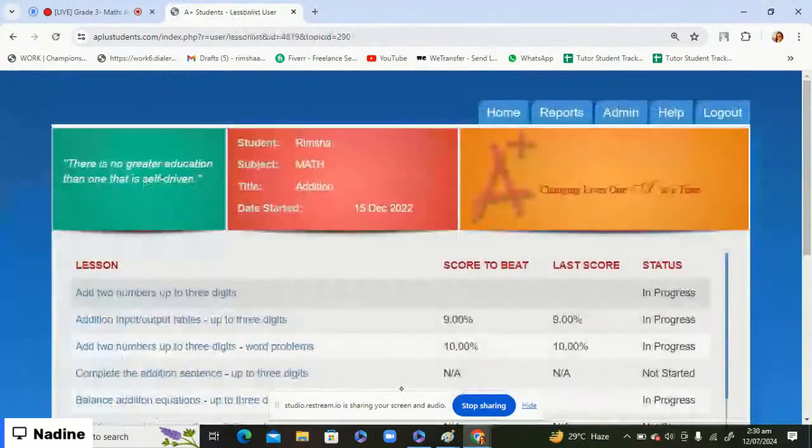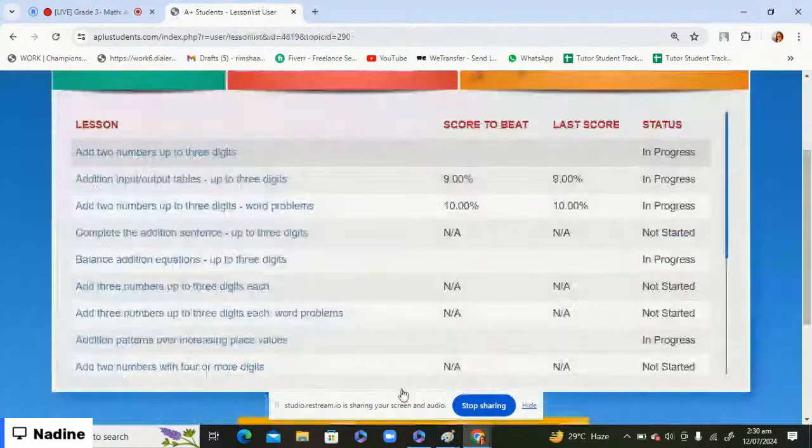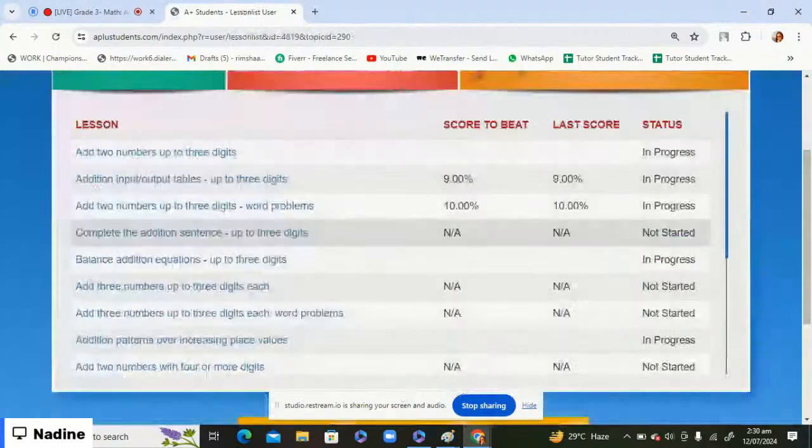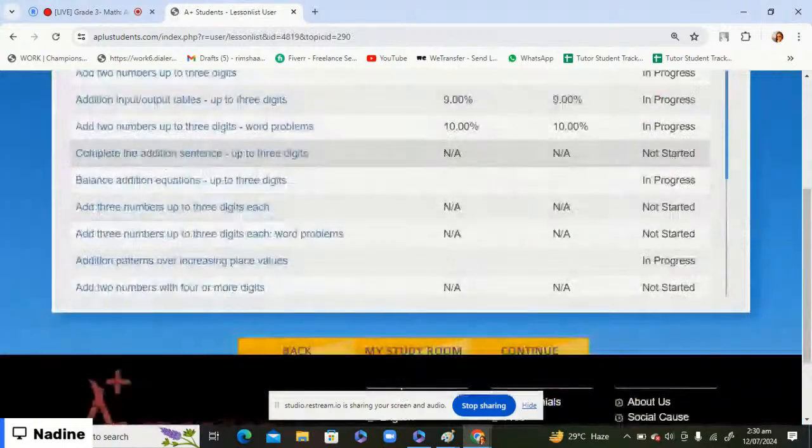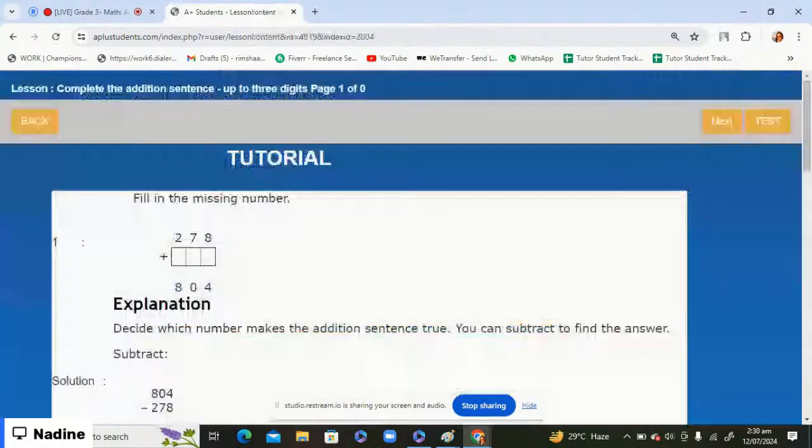So here we have done the first three lessons. Now let's do the fourth one: complete the addition sentences up to 3 digits. Here we are going to compare the addition sentences up to 3 digits. So let's just do it with that. For example, we are just going to put some numbers here and then check it out.